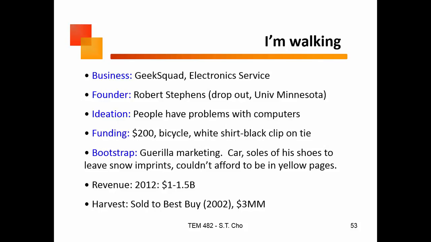Otherwise they'd be confused for somebody who's trying to campaign for Jesus. But anyway, he did guerrilla marketing. He put a sign on the side of his car, and on the soles of his shoes he left snow imprints saying Geek Squad because he couldn't afford to be in the yellow pages. And he sold to Best Buy for $3 billion, but by 2012, Geek Squad had $1 to $1.5 billion.